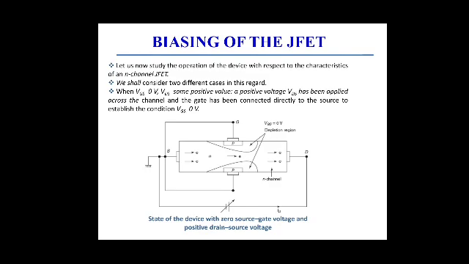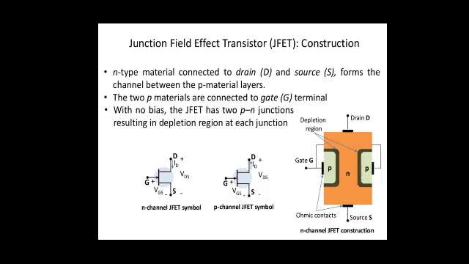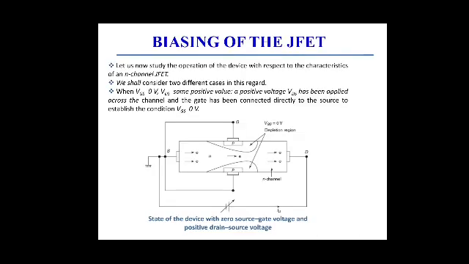Okay. Now, in this session, we will see the biasing of the JFET, and we will also see the working. If time permits, we will also see the input characteristics and output characteristics of a junction field effect transistor. Okay, so now let us see the operation of JFET based upon the N-channel JFET.